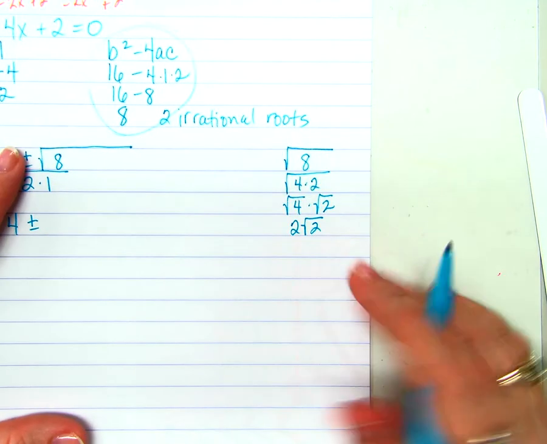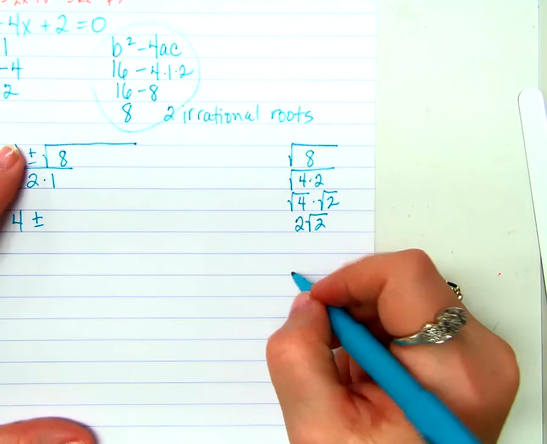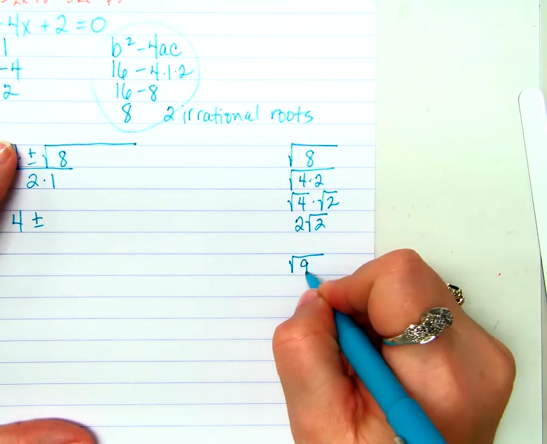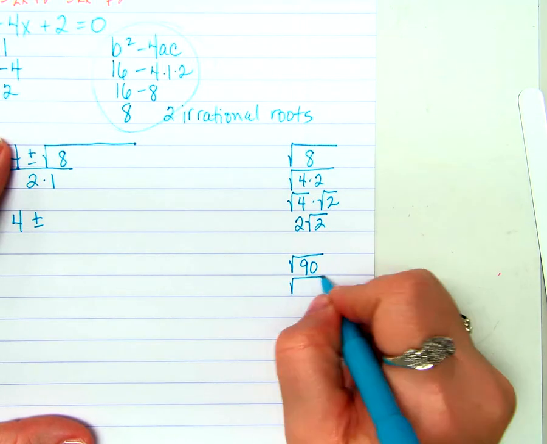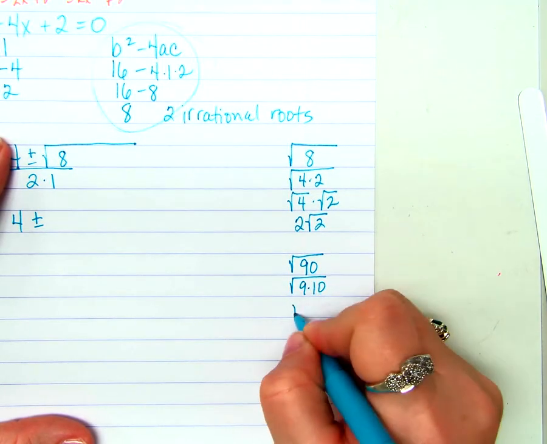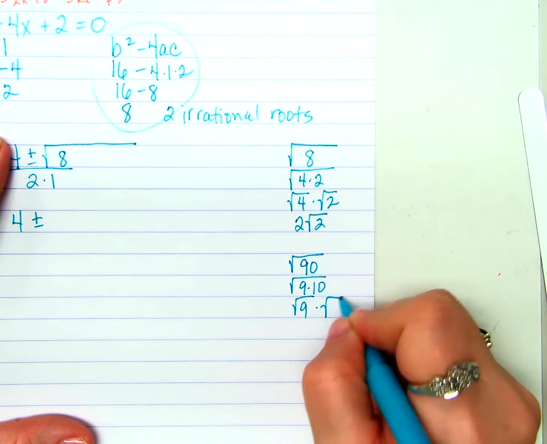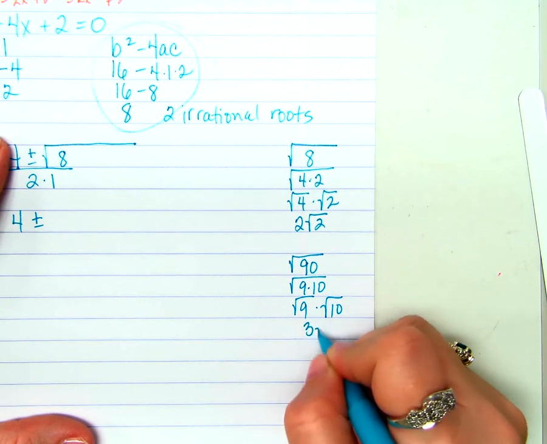Let me do one more before we go on. We're taking a commercial break over here for a second. Okay? What about the square root of 90? I would probably choose 9 and 10. Why would I choose 9 and 10? Because I know the square root of 9. Okay? So I would probably make it 9 and 10, which would be the square root of 9 times the square root of 10, which is 3 root 10.